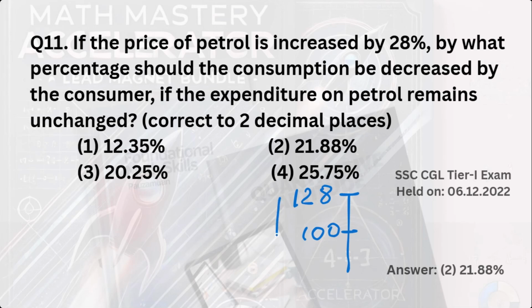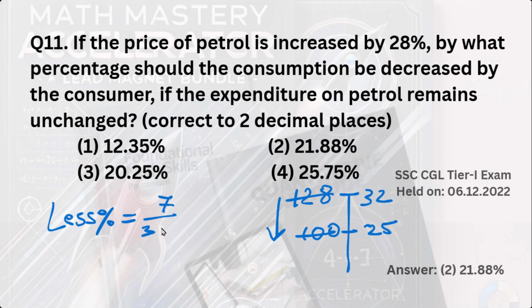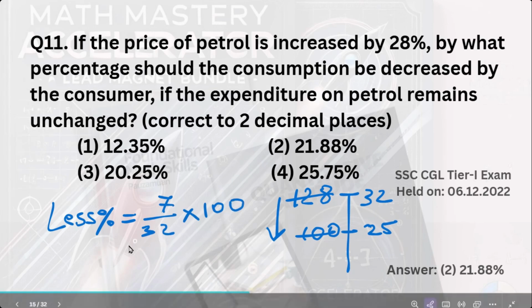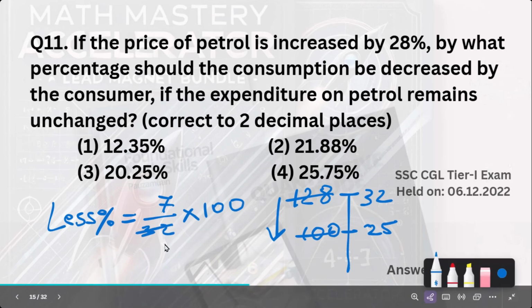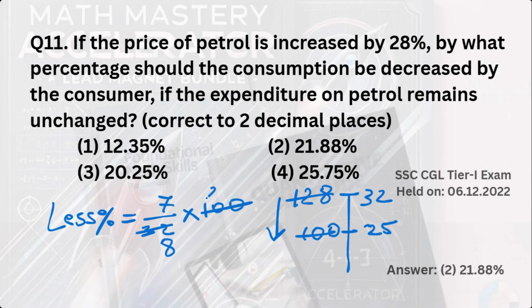You have to find less percent. Cancel with the number 4. 25. 4 threes are 12. 4 twos are 8. Now, less percent. Difference. 12 minus 5 is 7, divided by the bigger number, 32, into 100. 4 eights are 32. 4 into 25.